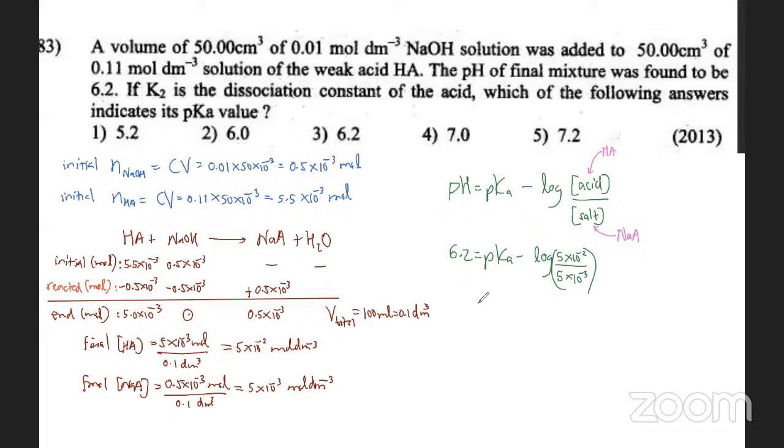So pKa is equal to 6.2, which remains as it is, plus log of 10, because this part goes to the other side and changes sign. 5 and 5 will get divided, and 10 to the power minus 2 divided by 10 to the power minus 3 is 10. What is log of 10? It's 1. The answer is 7.2. That is the answer for the question from 2013.